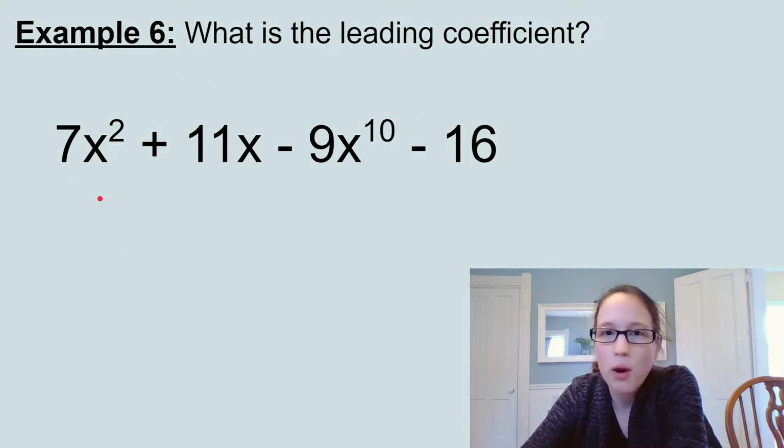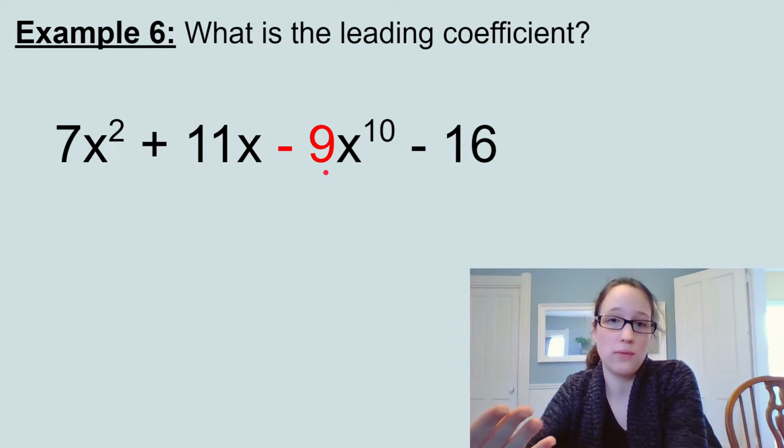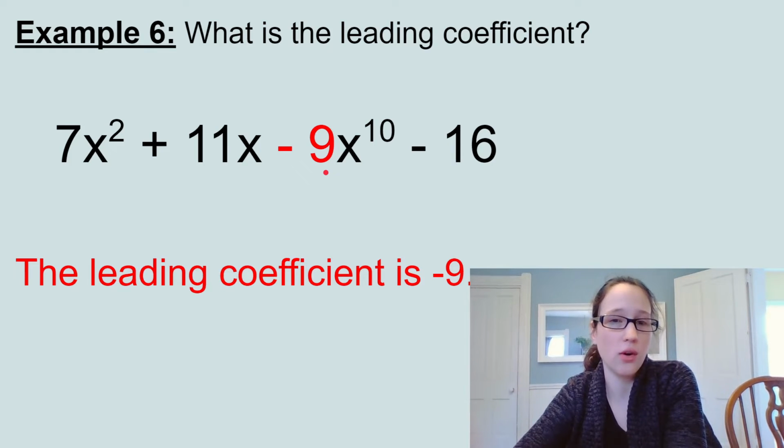Well, we only care about what the first term would be anyway. So if we did change it, the first term would need to be this one because it has the highest exponent. So that means that this coefficient is actually my leading coefficient. So this one has a leading coefficient of -9. All right, that's it for our notes.